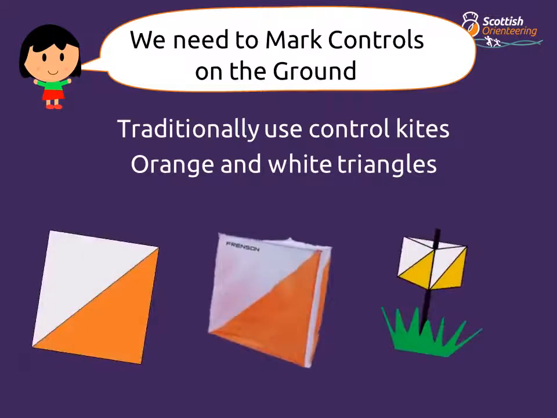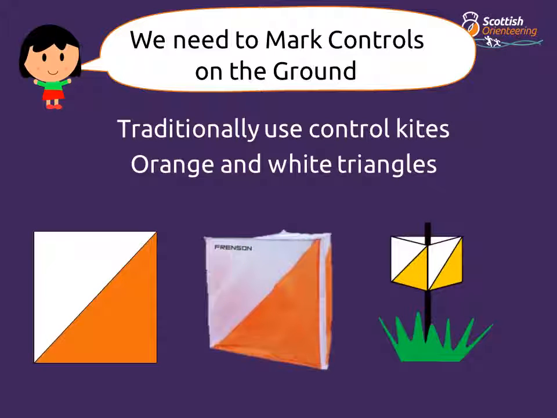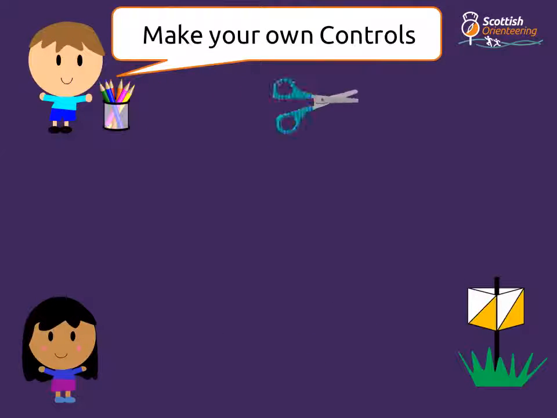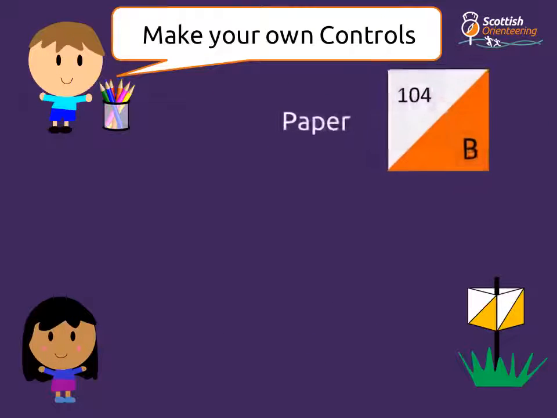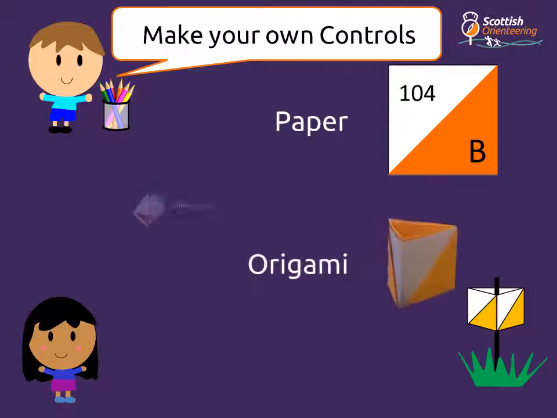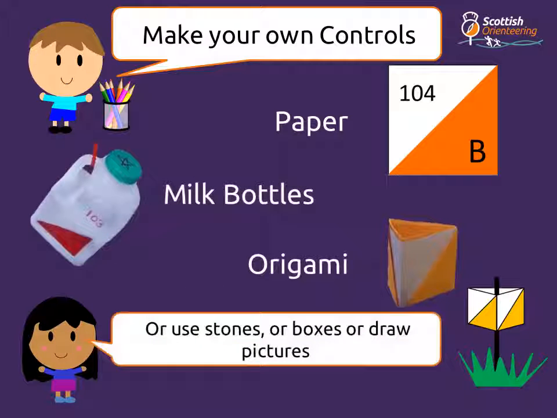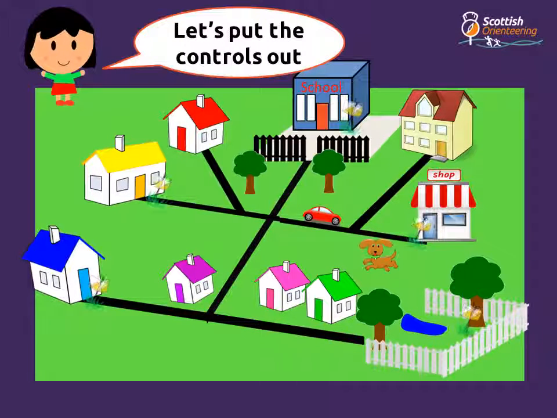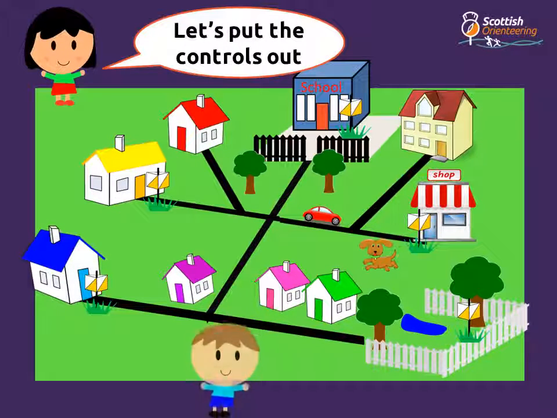We traditionally use orienteering kites, which have white and orange triangles. However, you can make your own controls out of anything. You could draw them or fold them to make origami kites, or use milk bottles, or even just stones or toys or pictures. You can use anything you want. We can now put the controls out in the town, as well as showing them on the map.